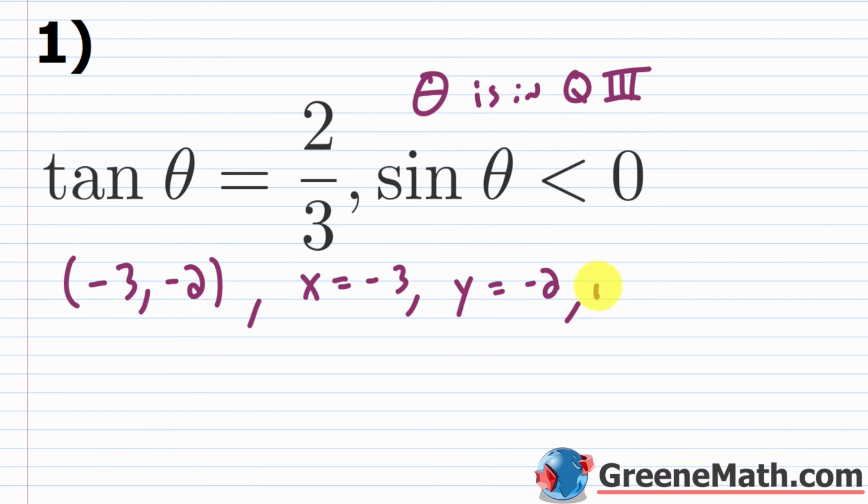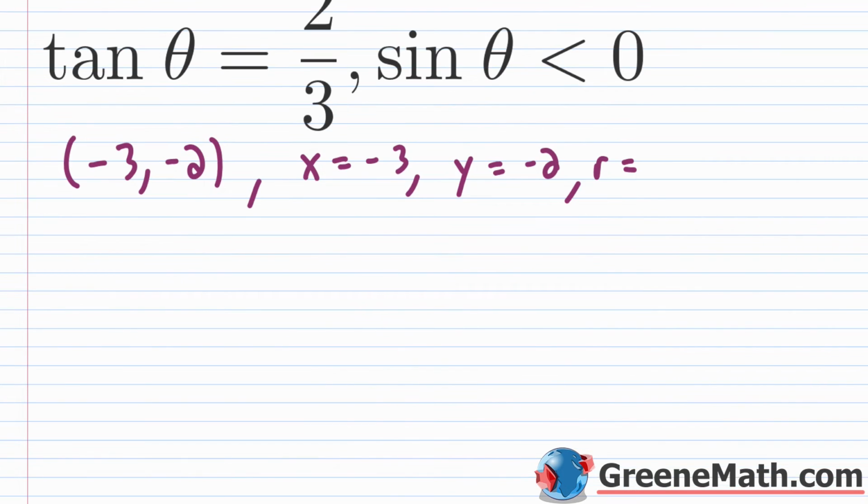Of course, we need our r value. And let's calculate that real quick. So the r is equal to the square root of x squared plus y squared. So -3 is your x. If you square that, you get 9. And then plus -2 is your y. If you square that, you get 4. So r here is the square root of 9 plus 4, which is the square root of 13. So the square root of 13.